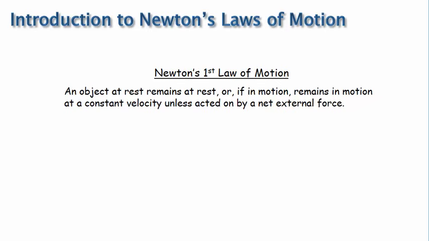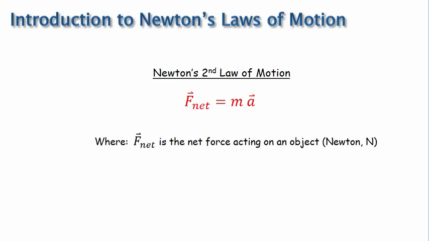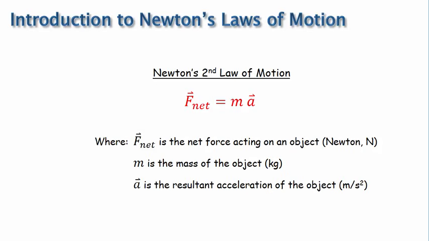Newton's second law is this equation: F net, or the net force, equals mass times acceleration, where F net is the net force acting on an object, and as a reminder, the SI unit for force is a Newton, and m is the mass of the object, and the SI unit for mass is a kilogram, and a is the resultant acceleration of the object, and its SI units are meters per second squared.